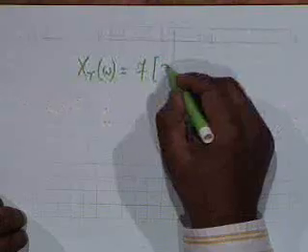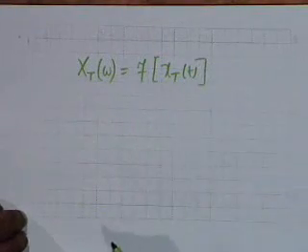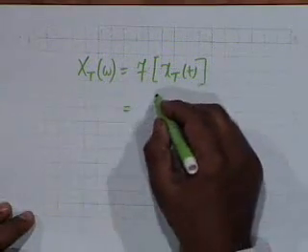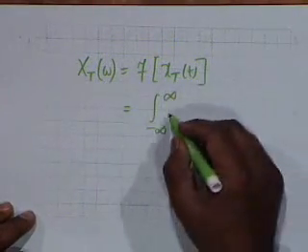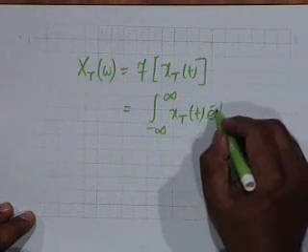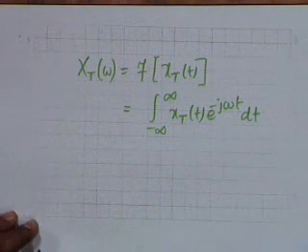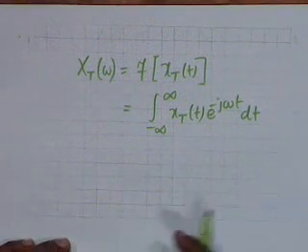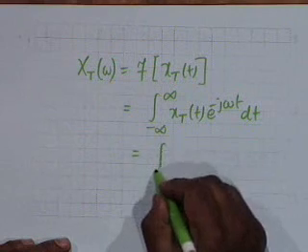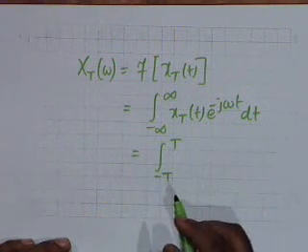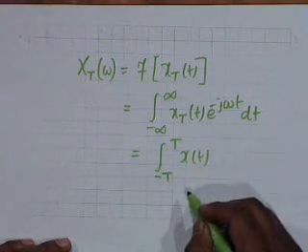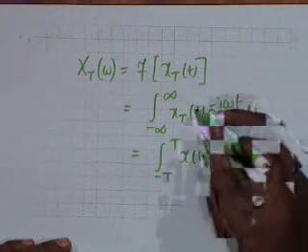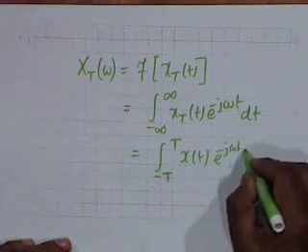We can write capital X_T of omega as the Fourier transform of x_T of t. This is minus infinity to plus infinity, the usual definition, x_T of t e to the minus j omega t dt. This is the Fourier transform. Now, obviously, it can also be written as minus T to plus T, and instead of x_T of t, we could write x of t. Within this limit, x of t and x_T of t are identical, e to the minus j omega t.